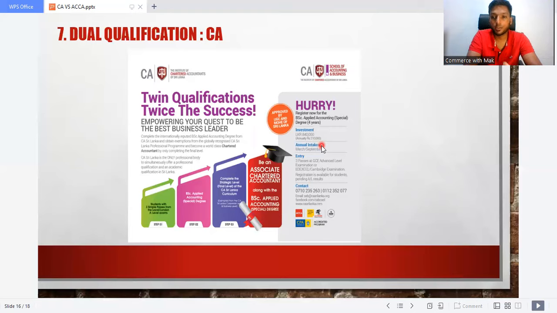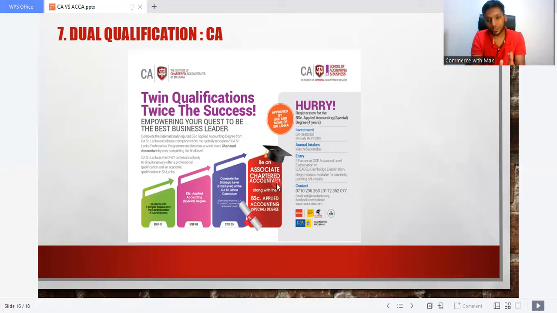They require 3 passes at GCE Advanced Level or the Edexcel or Cambridge examination. Registration is available for students awaiting results. So you can get into the BSc special degree. It's a very good program. You can learn within 840,000. Then you can opt into the final stage. Final stage means the strategic level directly, and then you do a case study, and finally you become a chartered accountant as well as a BSc special applied accounting graduate.